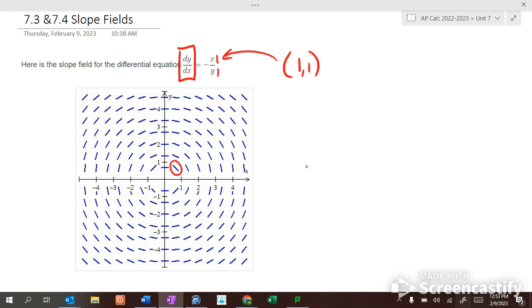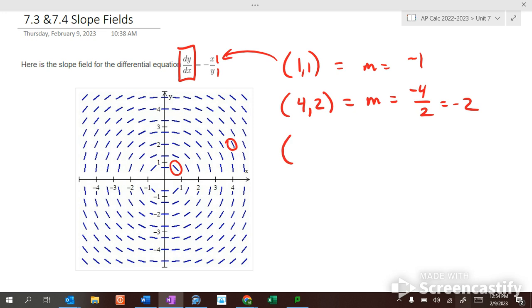And this one is supposed to be on (1, 1), but it's not. So the slope would be negative 1. If we went to (4, 2), what would the slope be? Well, the slope would be negative 4 over 2, which would be negative 2. So if we look at (4, 2), it looks like a slope of about negative 2.